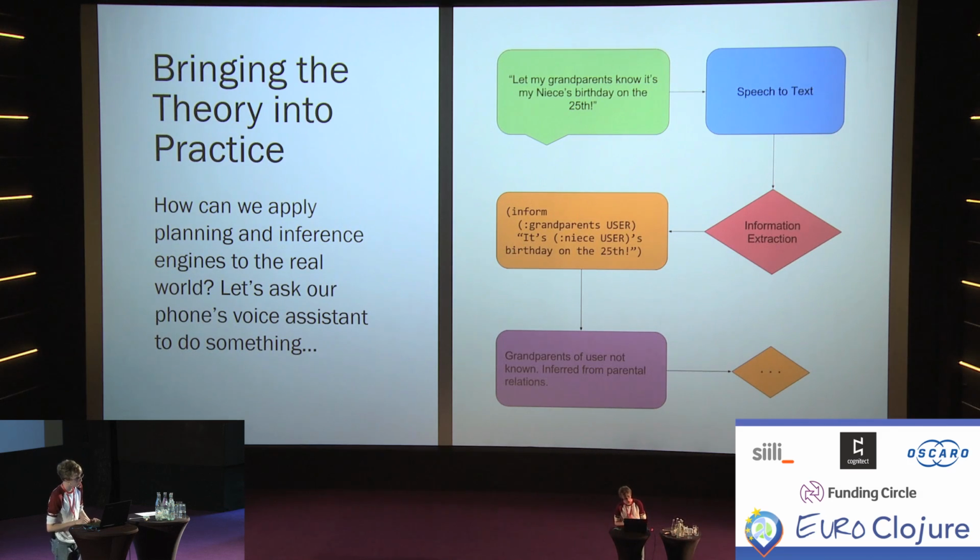So let's talk about how we might bring this theory into practice. Hopefully that's readable. Say we've got our phone's voice assistant, Siri, Alexa, Google, whatever you call your phone. You say, hey Google, let my grandparents know it's my niece's birthday on the 25th. That goes through a speech-to-text engine, and we do some basic information extraction on that to arrive at the state in this orange box here. So we need to inform the grandparents of the user that it's the user's niece's birthday on the 25th.